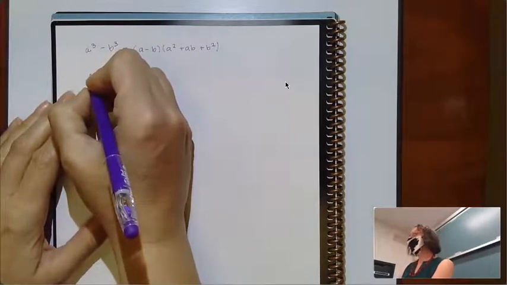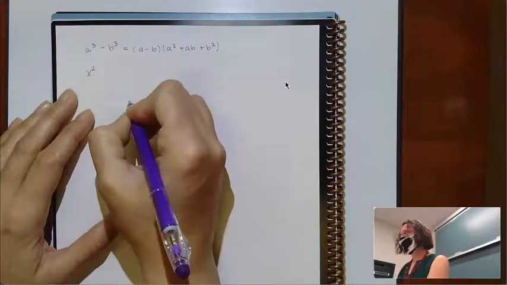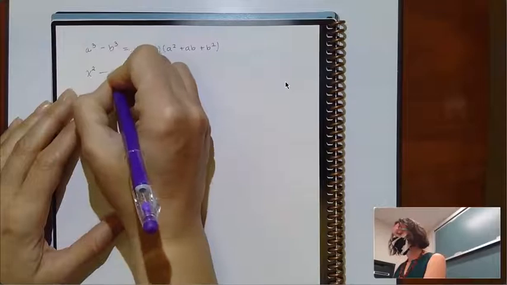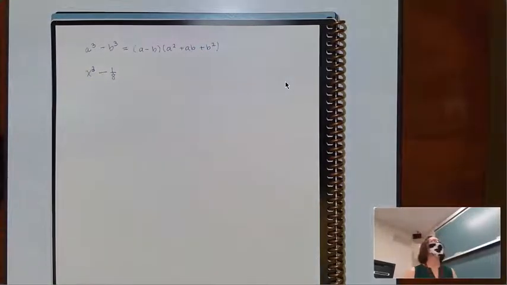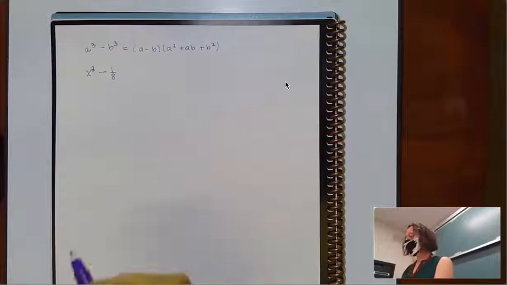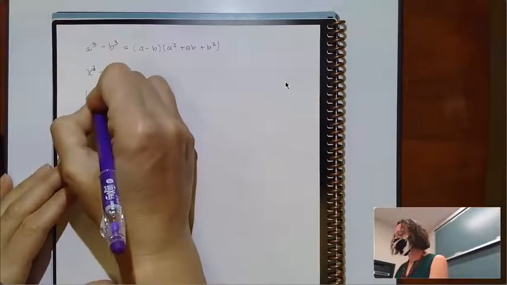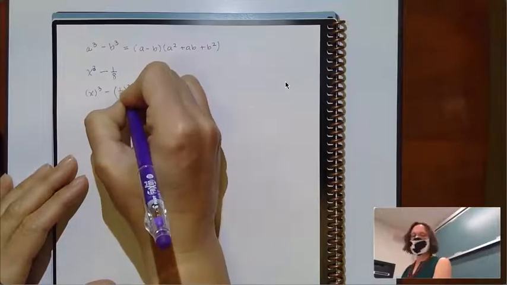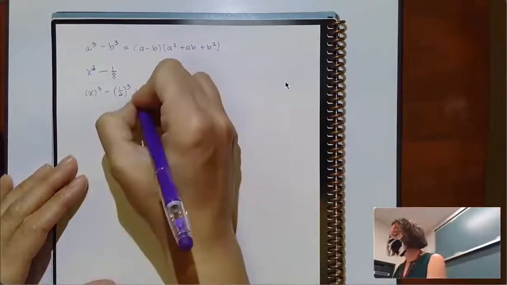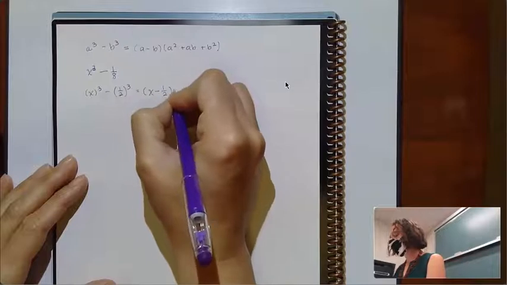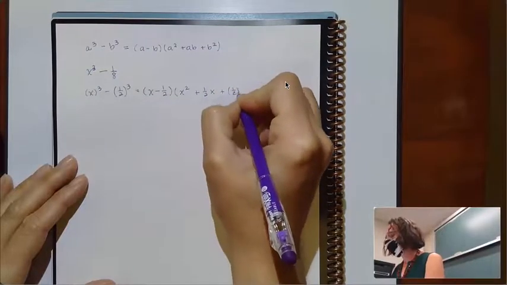So I just wanted to point out that if I have something like x cubed minus 1/8, if I'm trying to get that factored, first of all, we should be able to recognize that that is two perfect cubes, because this is x cubed minus 1/2 cubed. And if we do that, then we can follow the formula directly using the x and the 1/2. And I can say x minus 1/2 times x squared plus 1/2 x plus 1/2 squared.